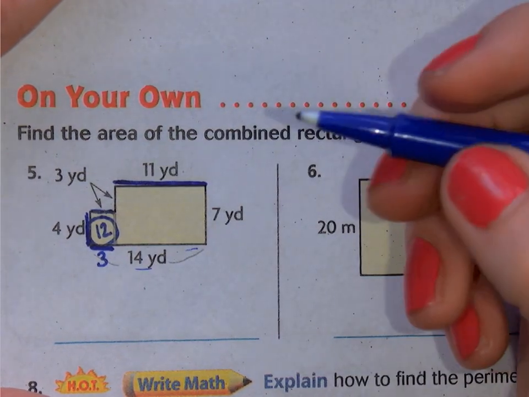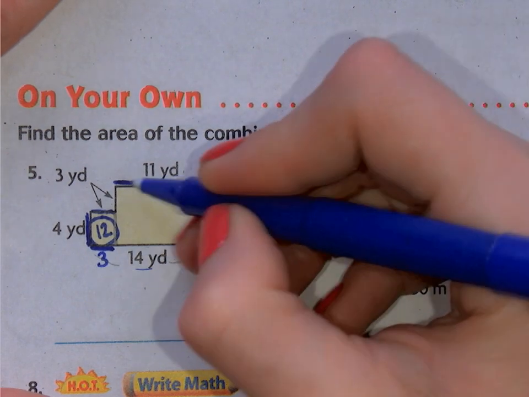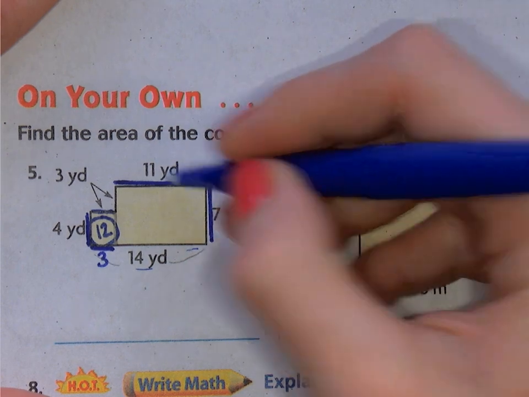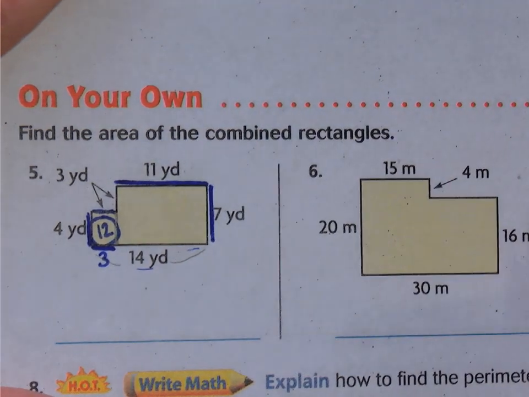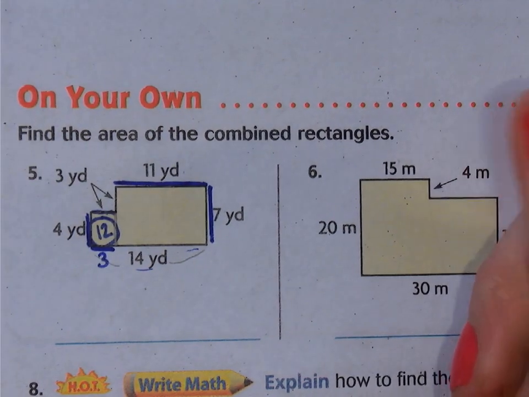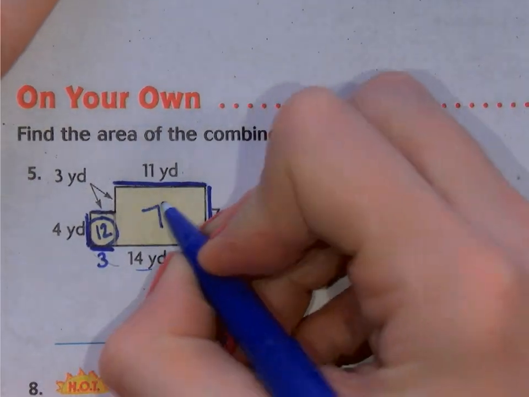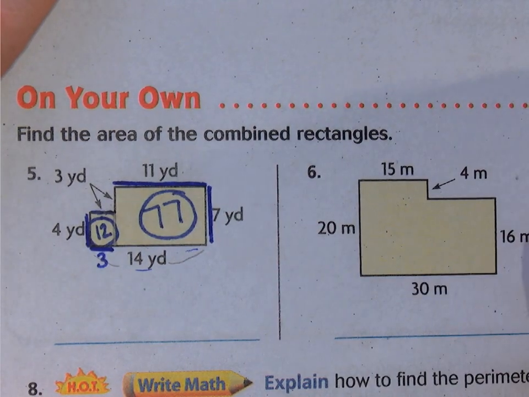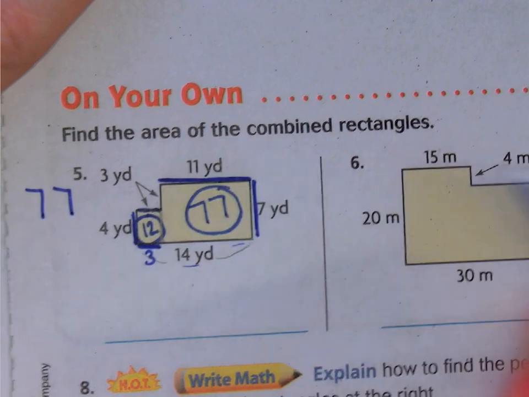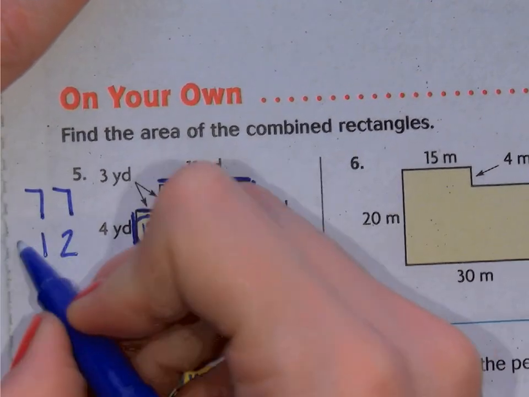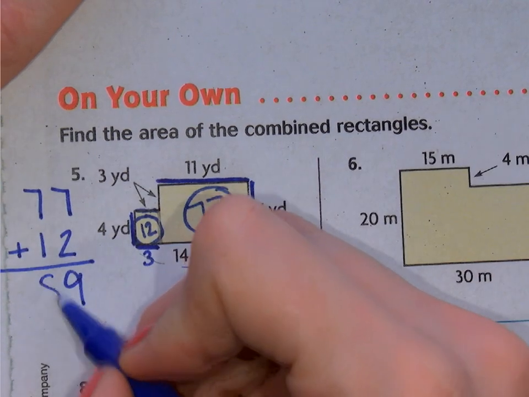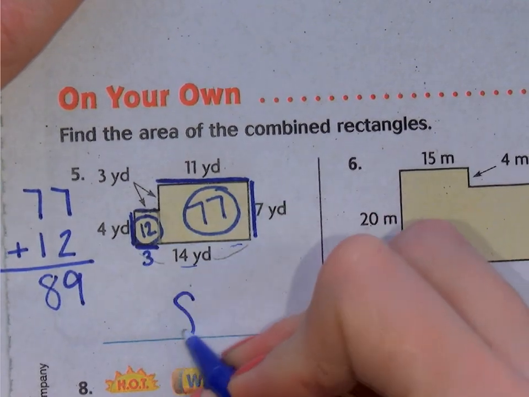That rectangle is 11 across and 7 on the height. So it's 7 times 11. That's a fact you should know in your head. Okay, 7 times 10 is 70. So 7 times 11, 7 more, is 77. Okay, those are my two areas, and I have to add them up. 77 plus 12. 7 plus 2 is 9. 7 plus 1 is 8. So the total area is 89 yards squared.